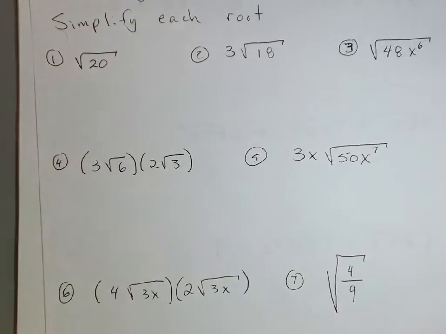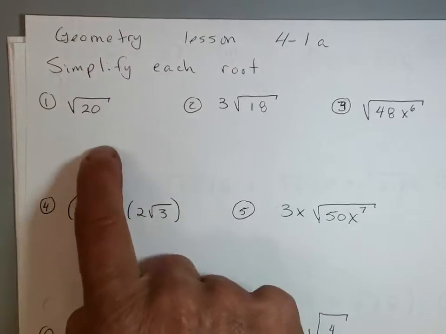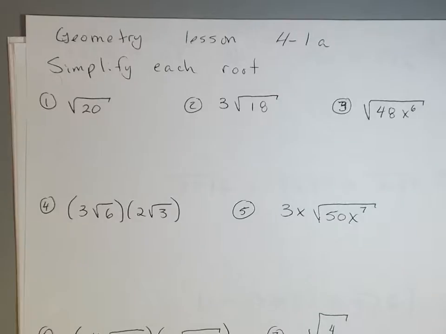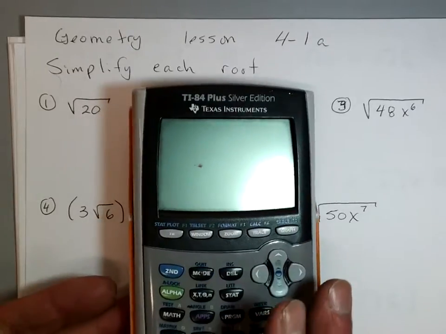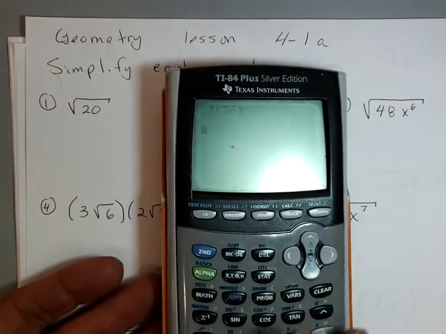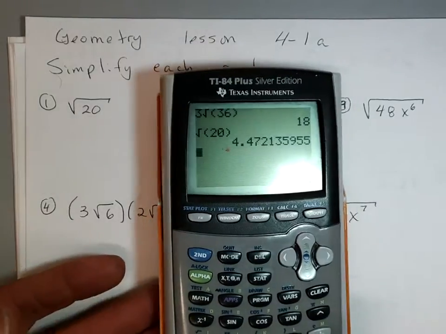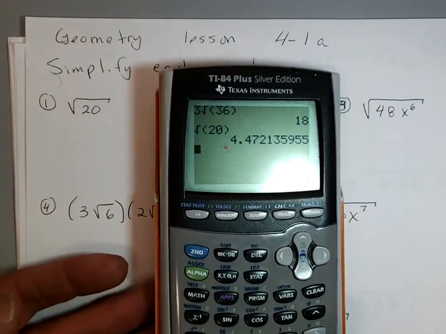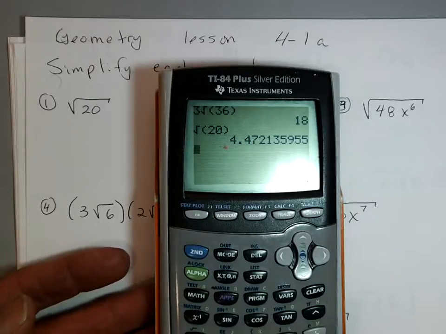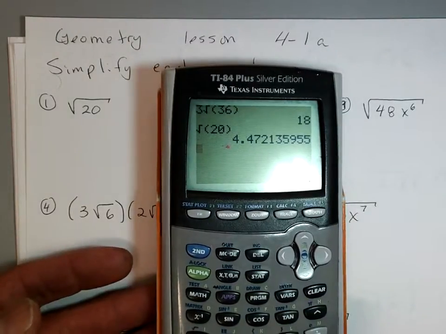All right, so first of all, today you guys are going to talk about simplifying square roots. So when I start this lesson, the first thing I want to do is this, the square root of 20. I just want you to watch on the calculator. If I go to square root of 20, I get an answer of about 4.4721359555.